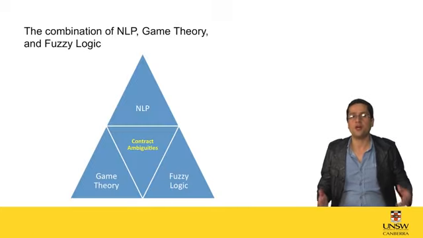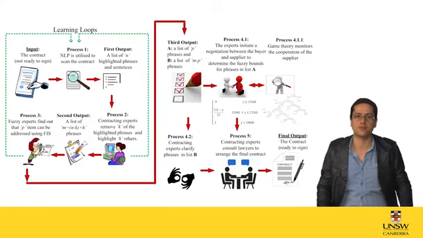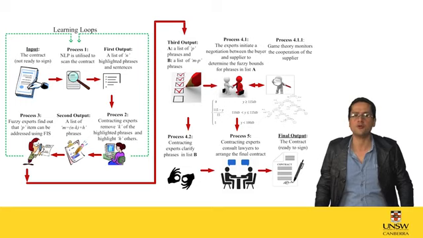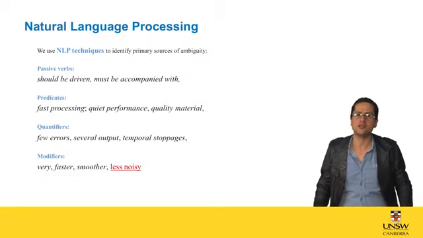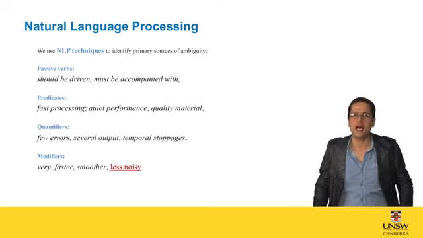We are proposing a combination of natural language processing, game theory, and fuzzy logic to address this issue. We have designed an algorithm. We don't have time to go through the details, but a simple question is how these methods can work together. I give you a very easy example. Natural language processing is a technique in artificial intelligence, and it is used to highlight sources of ambiguities in contracts.